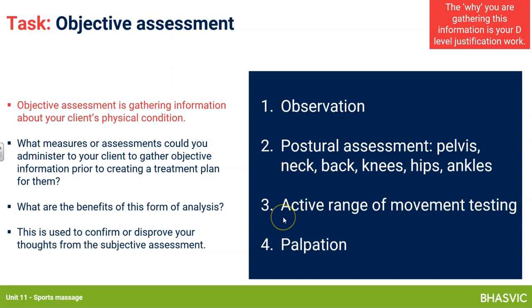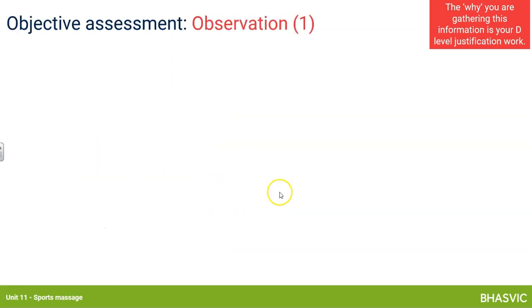You'll get them to do at least 2 active range of movement tests. You could do more than 2, but I need you to do at least 2 different active range of movement tests that are relevant. And you might incorporate into this some palpation, and that could be a separate standalone thing, or you might do it alongside some of these other assessments as well. So let's look at the first one, observation.